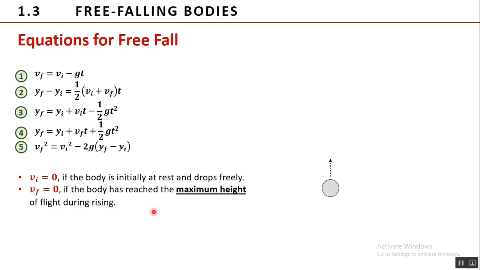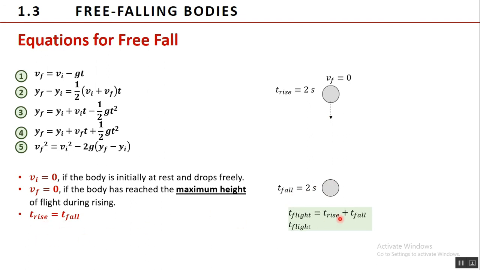When a body is thrown vertically upward, it will reach the maximum height at a time, let's say 2 seconds, equal to the time it took from the maximum height to its original position, so the time of fall is also 2 seconds. With this, we can say that the time of flight is equal to the sum of time to rise and time to fall.